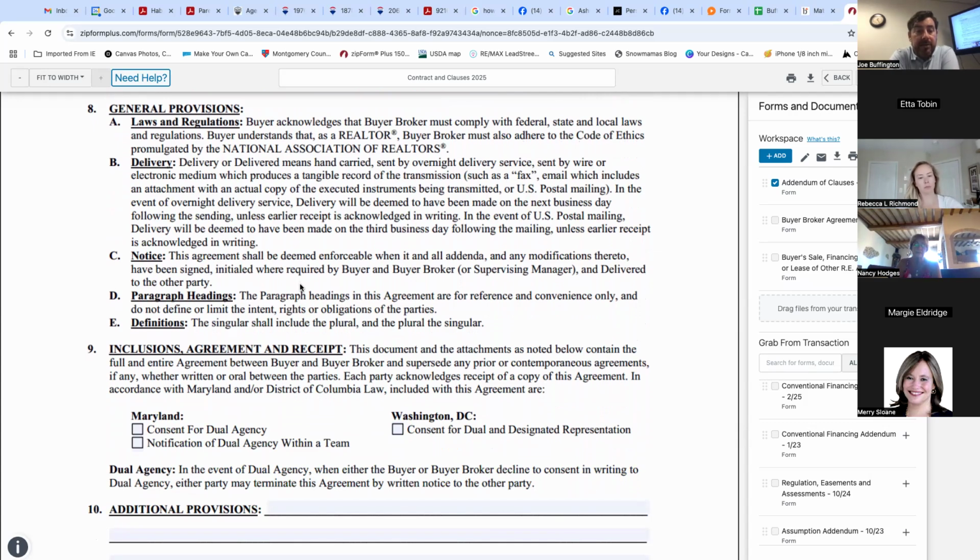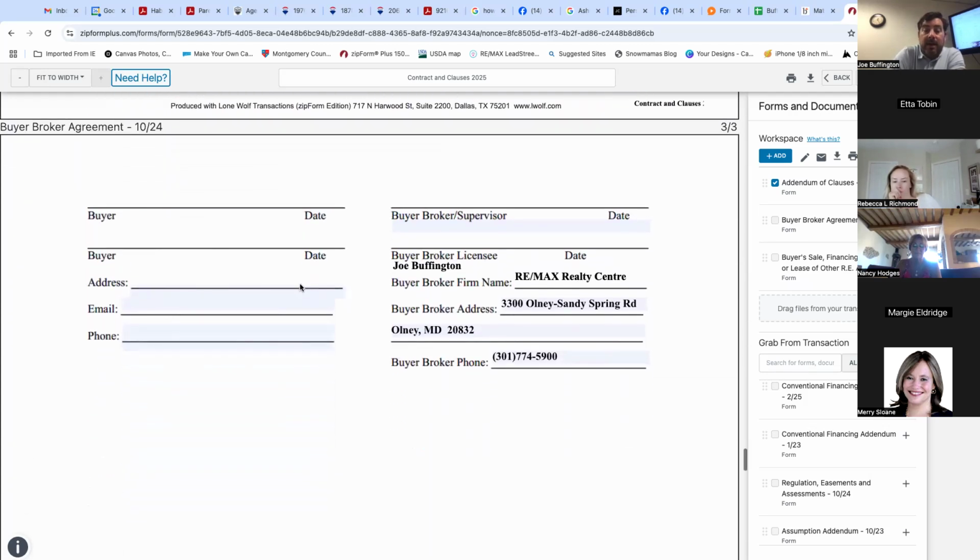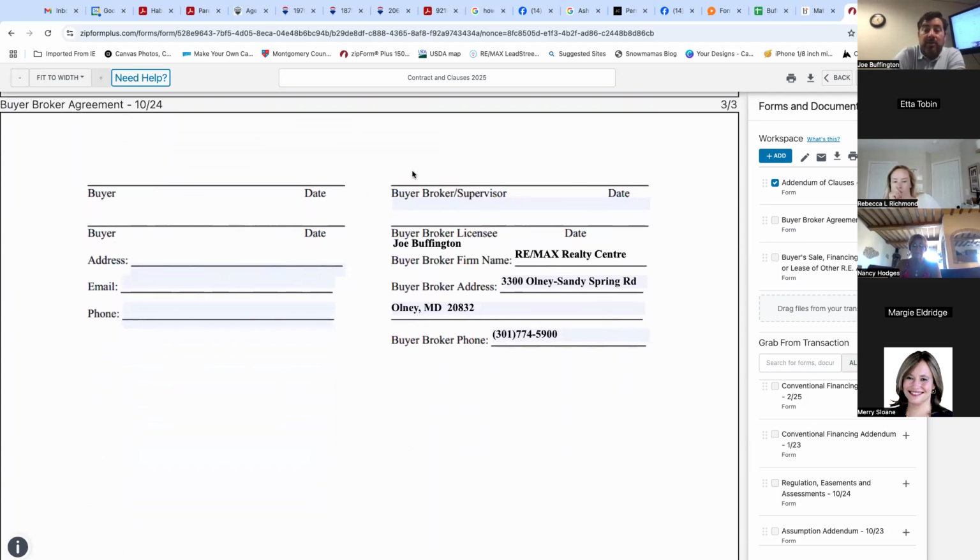Okay, notices. Agreement shall be deemed enforceable when it and all addenda and all modifications have been signed, initialed where required by buyer broker, or supervising manager, and delivered to the other party. This is important because, which I don't love, you need my signature or Betty's signature on this to be valid.